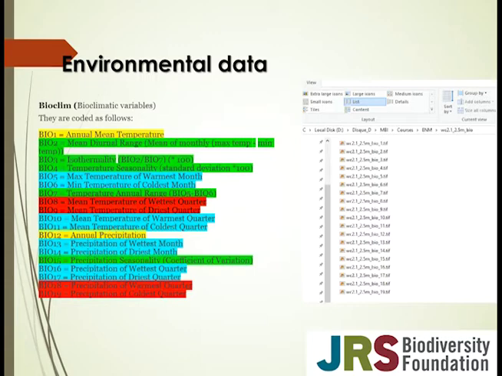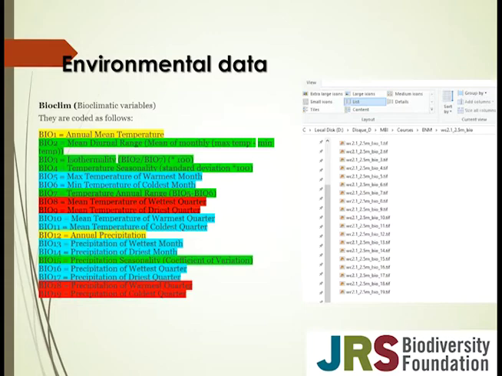Bio 3 is isothermality, and yes, it is what I just talked about. Okay, Bio 4 is the temperature seasonality, or variability of seasonality. Bio 5 is the maximum temperature of the warmest month. Bio 6, the mean temperature of the coldest month. Bio 8, the mean temperature of wettest quarter.